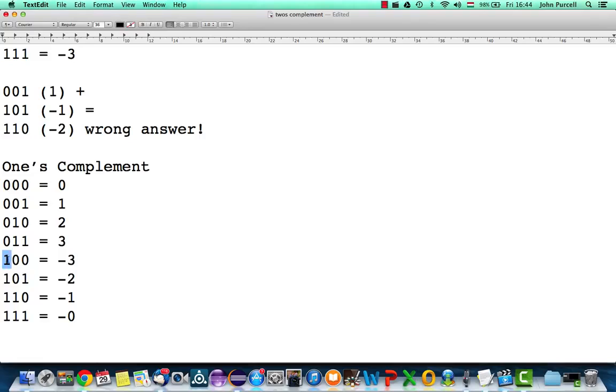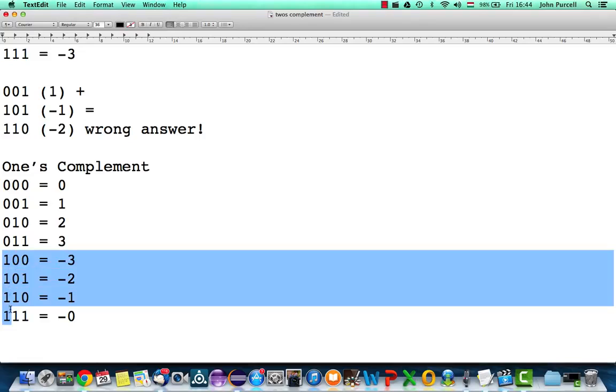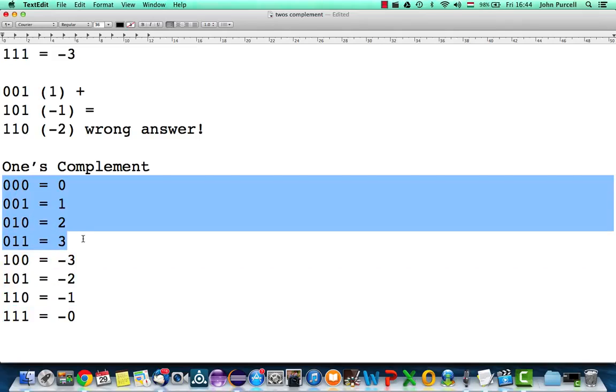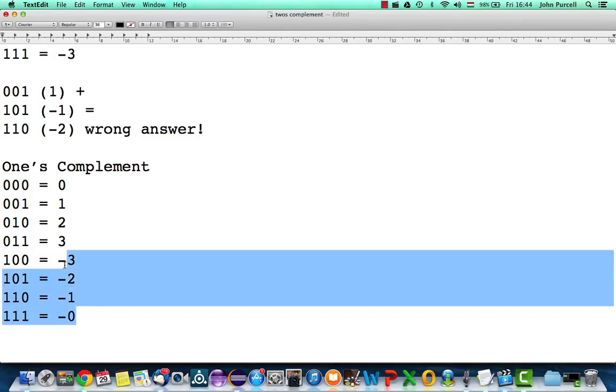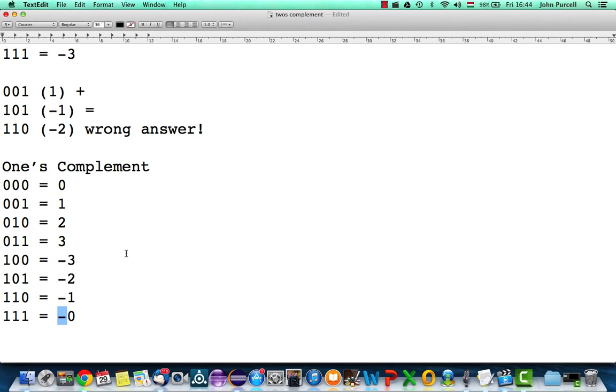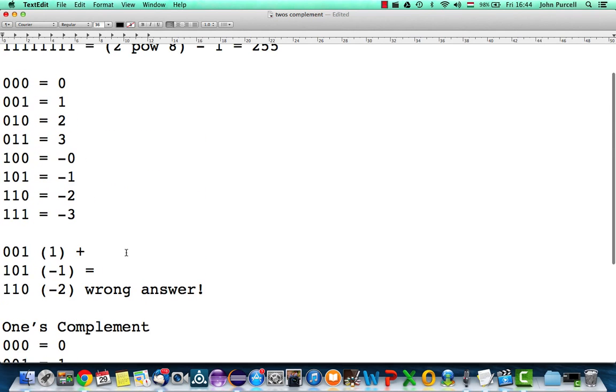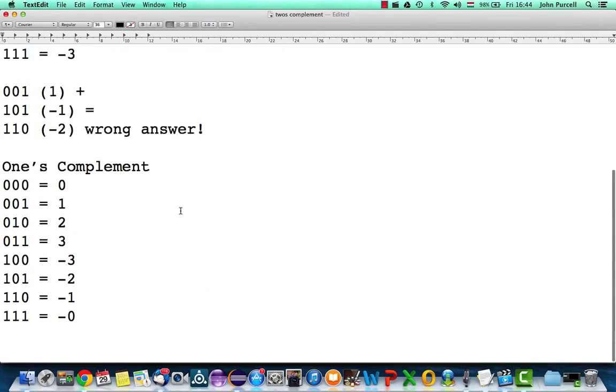Negative numbers still have a 1 for the most significant bit. Positive numbers have a 0 for the most significant bit. We've just moved the negative numbers around a bit, put them in different places. And we've got a minus 0 here as well, but we had a minus 0 to start with anyway, even in this naive system. Now things work out a lot better.